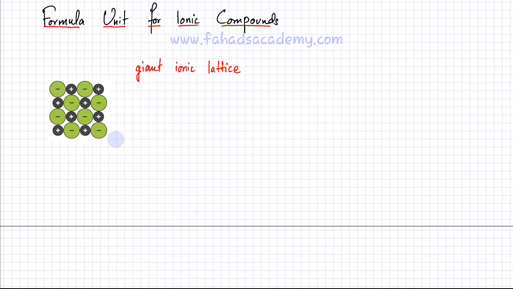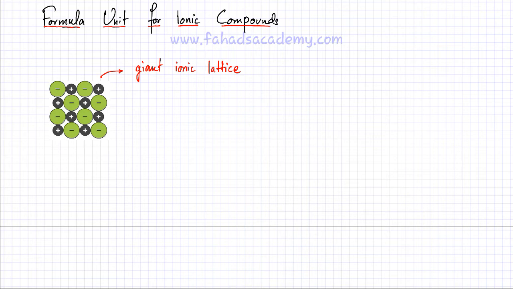sticking to each other. So this here is a tiny part of what a giant ionic lattice would look like. So there would be billions and billions of positive and negative ions all sticking to each other in a tiny crystal lattice formed by an ionic compound. One would be a positive ion and the other one would be a negative ion.